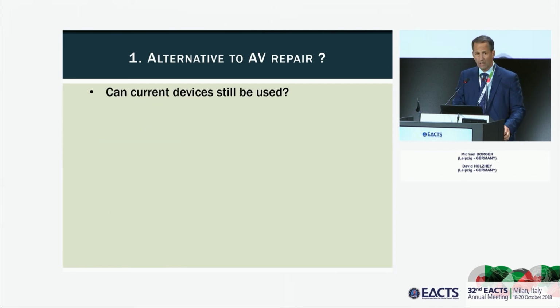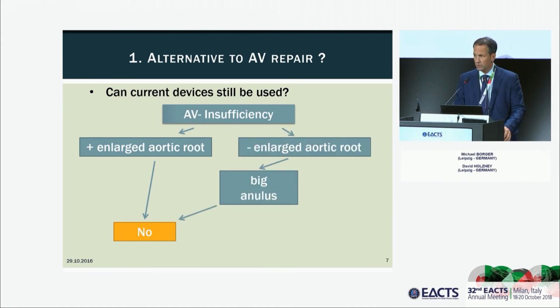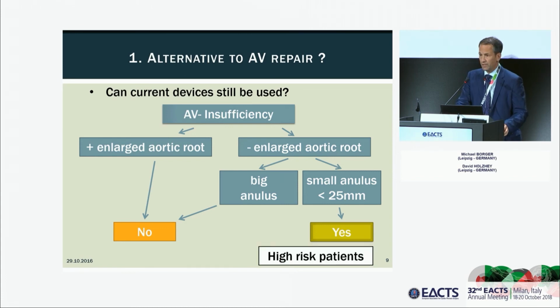Can other currently available devices be used for patients with pure AI? Obviously, if they have an enlarged aortic root, then they're not an option. If the aortic root is normal in size, however, then we have to look carefully at the size of the annulus. If it's more than 25 millimeters, there are no current sufficient devices that can be used without excessive risk of embolization. If it's less than 25 millimeters, then we could use one of these devices, but obviously only in high-risk patients. And as we know, patients presenting with pure AI tend to be younger, and therefore this is a very small group that we're talking about.